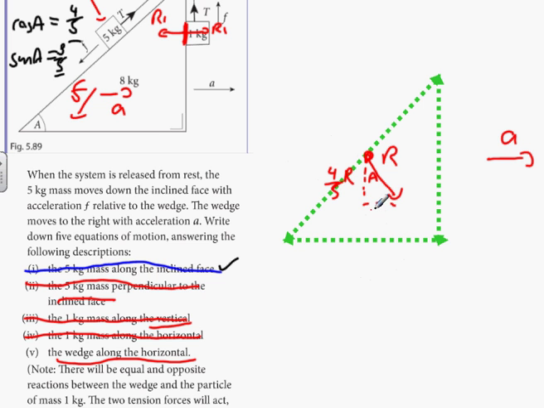4 over 5R and 3 over 5R. Everybody right with that? Now, anything else opposing its motion?